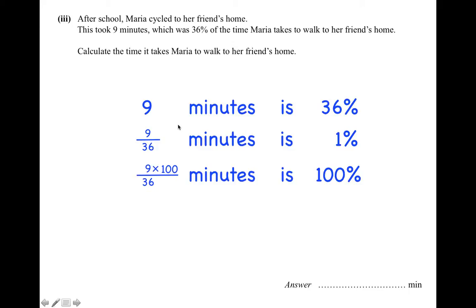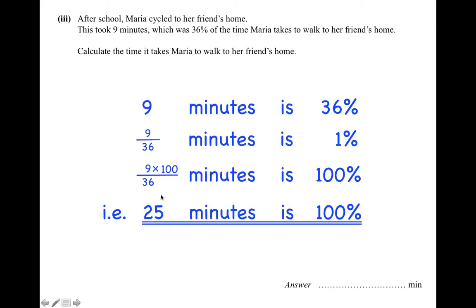So we started with 9 minutes is 36%, and then from that we worked out how much 100% was, and that actually comes to 25 minutes. So 25 minutes is 100%. So in other words, 25 minutes is the time it takes Maria to walk to her friend's home.